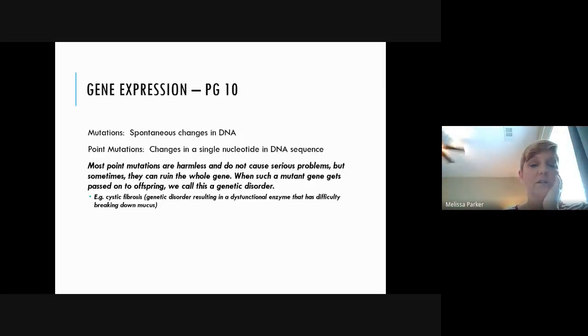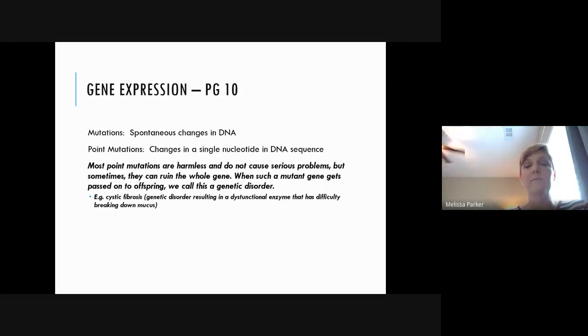So mutations, these would be spontaneous changes in DNA. So they just happen as a fluke. The information either gets transcribed wrong or gets translated wrong, okay? And there's also something called point mutations. So this is where there's a change in just a single nucleotide in the DNA sequence. Point mutations are sometimes harmless and do not cause serious problems, but sometimes they can ruin the whole gene. So when such a mutant gene gets passed on to offspring, then that's when we call it a genetic disorder.